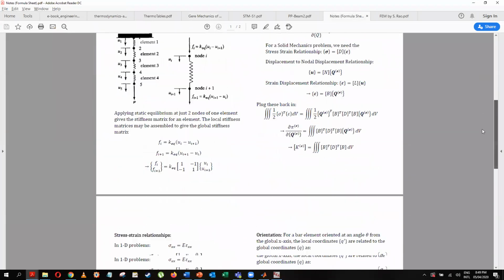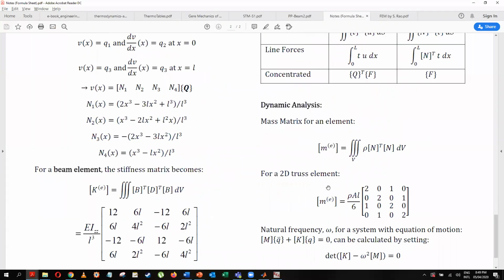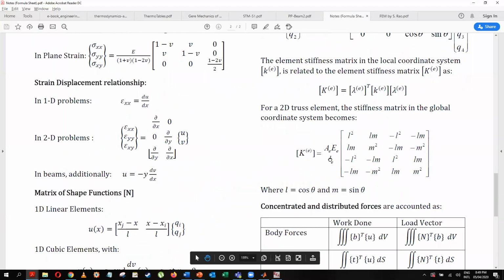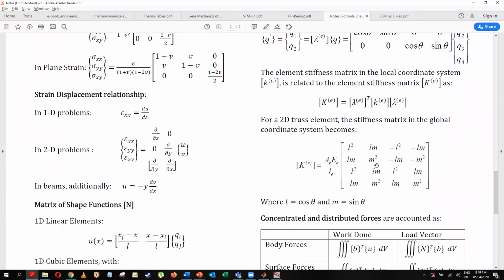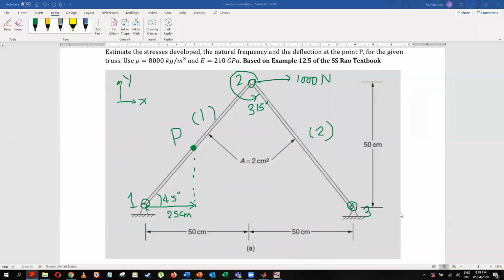Okay, so the things to look at for this problem are the mass matrix for a 2D truss element and the stiffness matrix for a 2D truss, and also transformation from a local coordinate system to a global coordinate system can be useful. You don't necessarily have to use this, but still it can be useful. We have used it in the question.